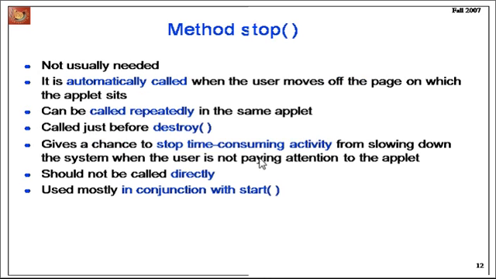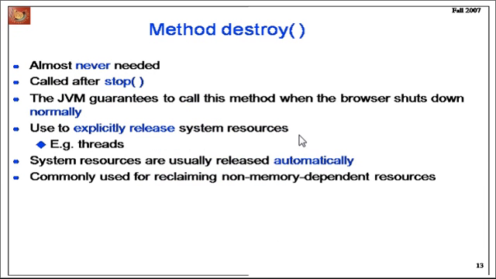The stop method is also automatically called when the user moves off the page on which the applet sits. When we use a browser and the user moves away from the page, this method is called automatically. This method is called just before the destroy method. The next method is destroy. The destroy method is called after stop, and the JVM guarantees to call this method when the browser shuts down normally. Whenever we close the browser, the method is called automatically.